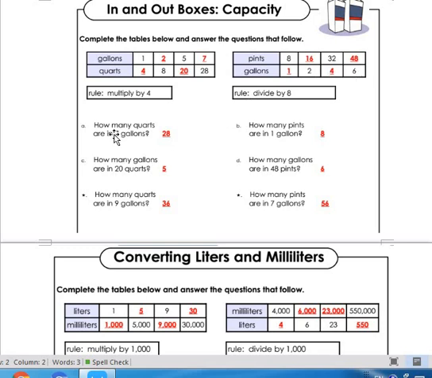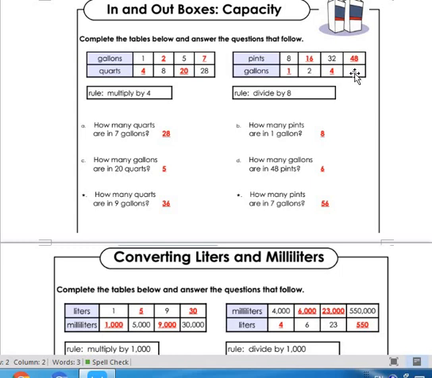When I want to answer the questions, how many quarts are in 7 gallons? 7 gallons, 28. I multiplied 7 by 4, it gives me 28. How many pints are in 1 gallon? How many pints, as you see here in the table? 8 pints. How many gallons are in 48 pints? 48 pints, I have here 6.